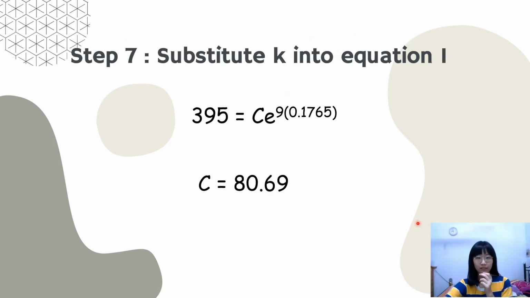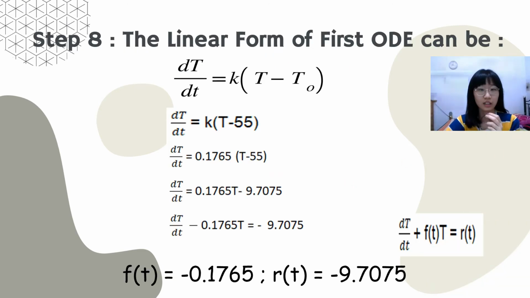Then for step 7, we substitute K into equation 1. So this is the equation from equation 1 previously. We just substitute the value of K that we found previously into the equation, and we will get C equals 80.69, which is the value of the constant. Move on to step 8.